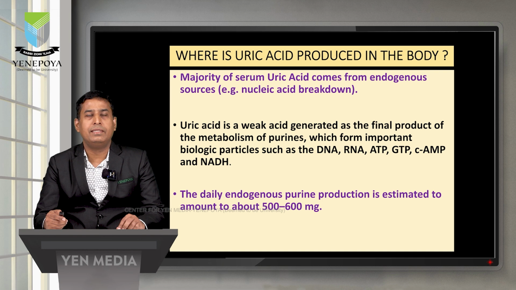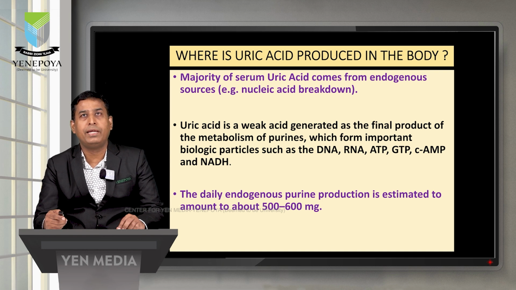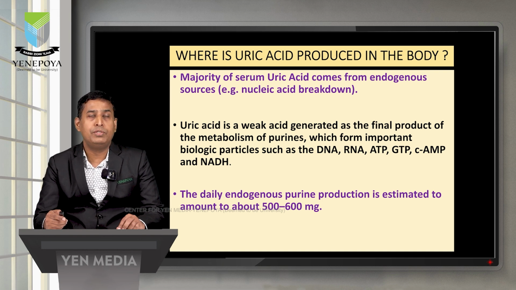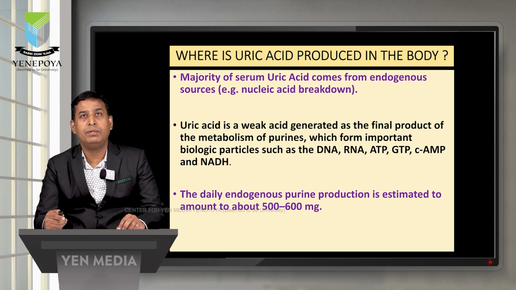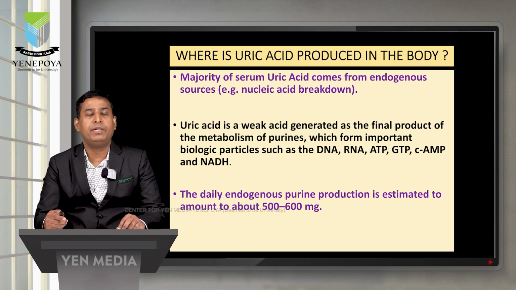Now, the valid question is, where is uric acid produced in the body? The majority of serum uric acid comes from endogenous sources, that is, from the breakdown of nucleic acids. Uric acid is a weak acid generated as the final product of the metabolism of purines, which form important biological particles such as DNA, RNA, ATP, GTP, etc. The daily endogenous purine production is estimated to be around 500 to 600 mg.